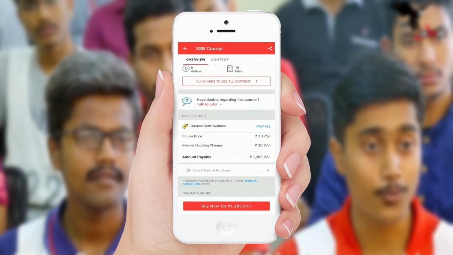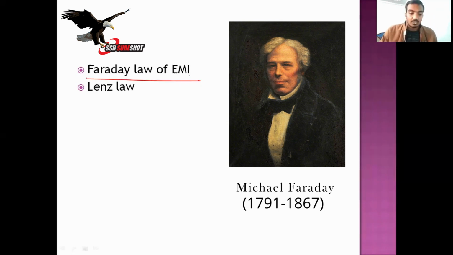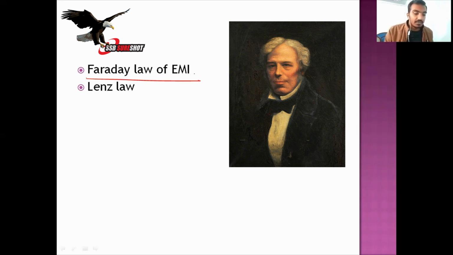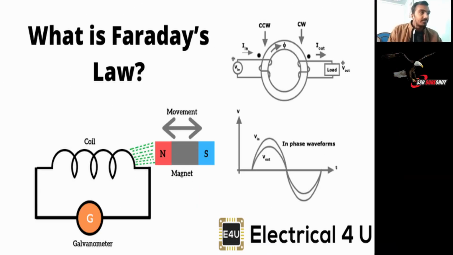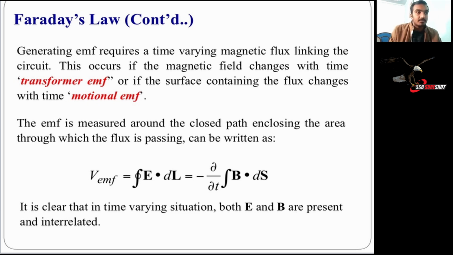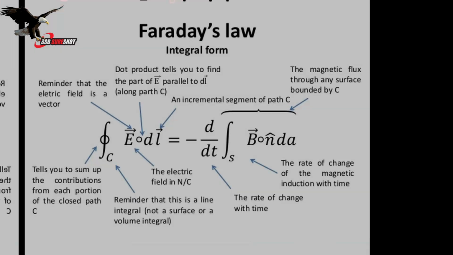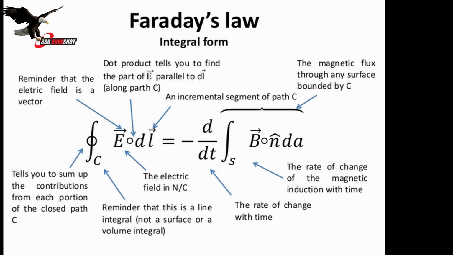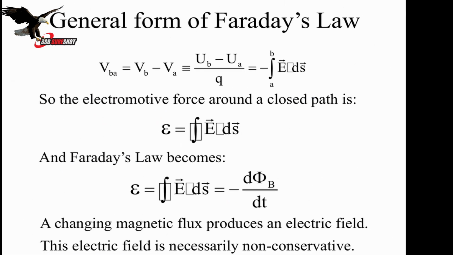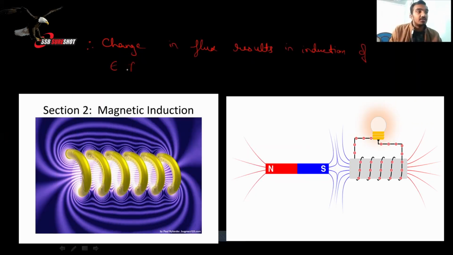So the very first topic is Faraday's Law of EMI. Now, what does this Faraday's Law of EMI say? That is, if I'll define this, Faraday's Law of EMI says that change in flux results in induction of EMF. ठीक है, जब भी हमारा flux के अंदर कोई भी change आएगा, there will be some induction of EMF in that. ठीक है, induction of EMF in our conductors mainly.